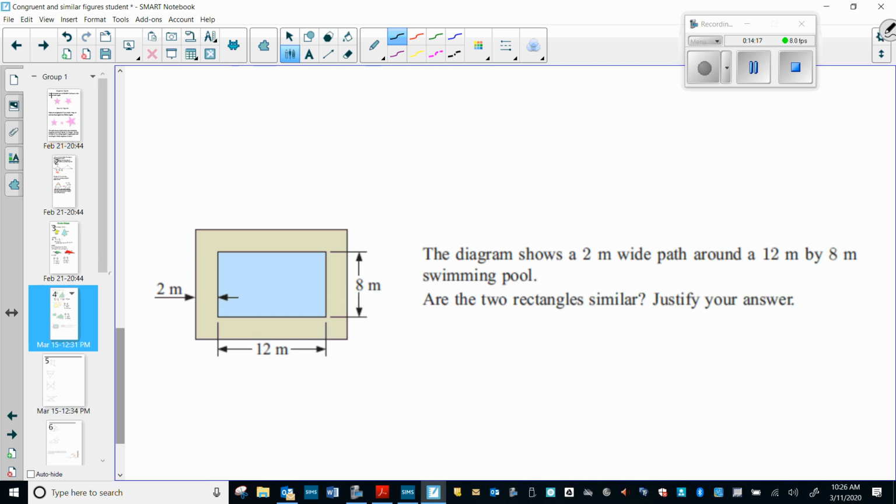So we've got our rectangle, our swimming pool, 12 by 8. We need to find the dimensions of the bigger rectangle. The length here is 16, because there's 2 on either side. This is a 2 metre path on both sides of the swimming pool, the 2 metres there and there. So this length is 12 plus 4, which is 16.